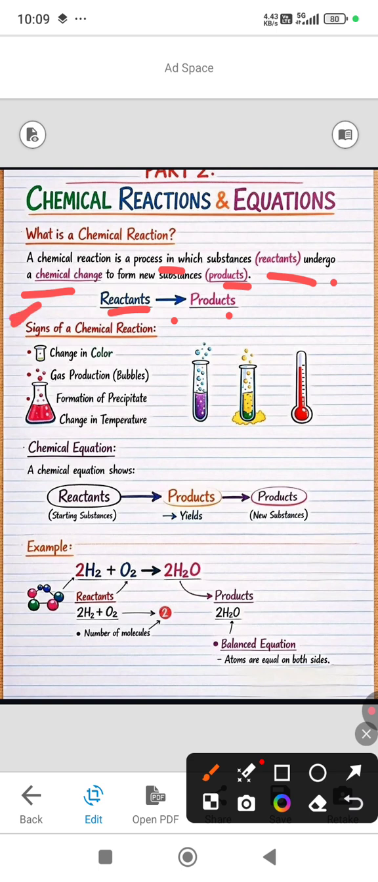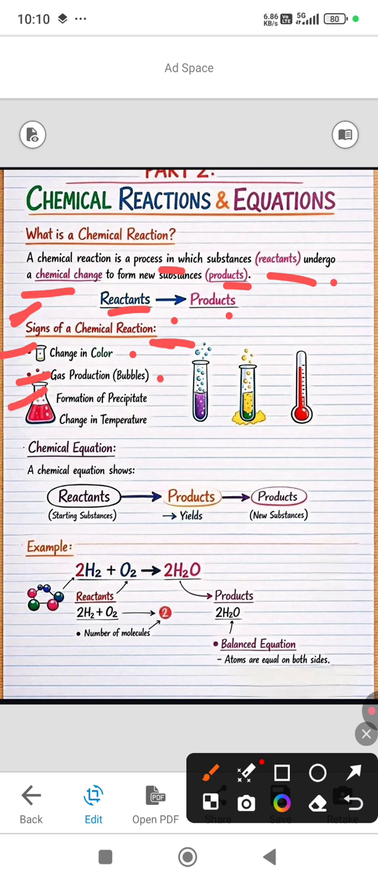How can we say if the change undergoes a chemical reaction or not? Signs of chemical reaction are: number 1, change in color. If there is change in color of the reactant and the product, then we can say that the chemical reaction occurs. Number 2, gas production. If gas is produced in the product when reactants are reacting, then we can say that chemical reaction occurs.